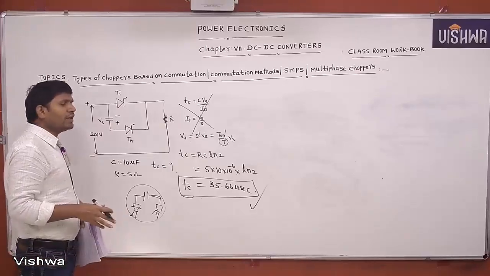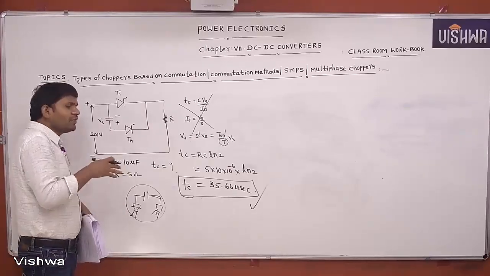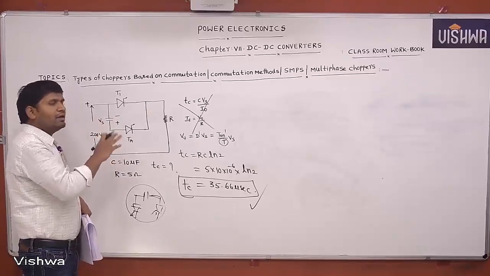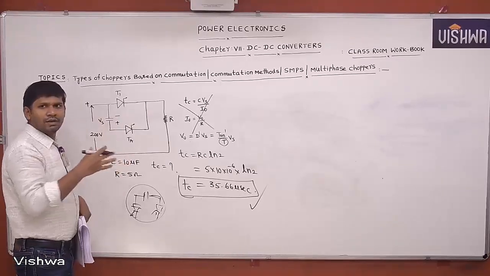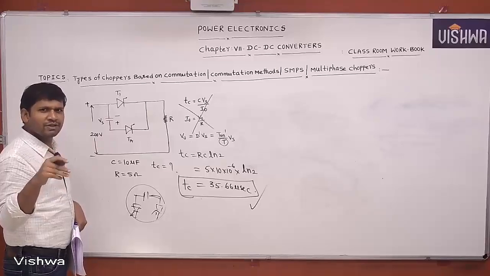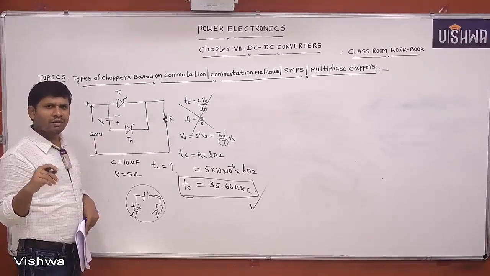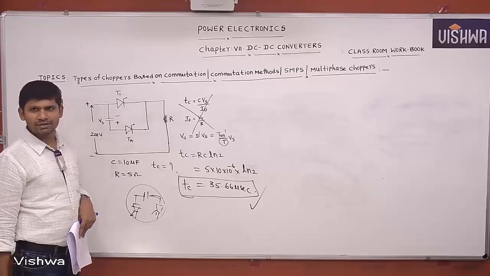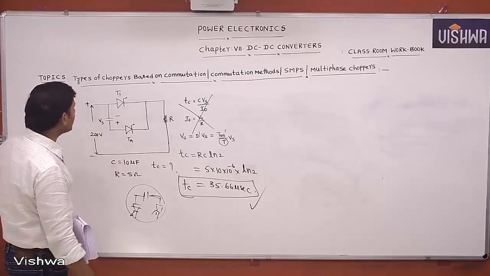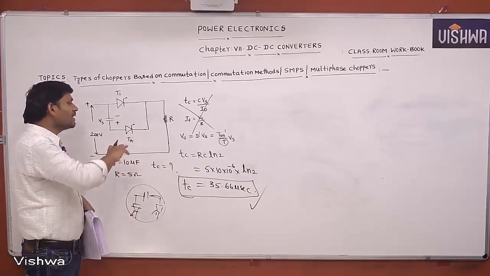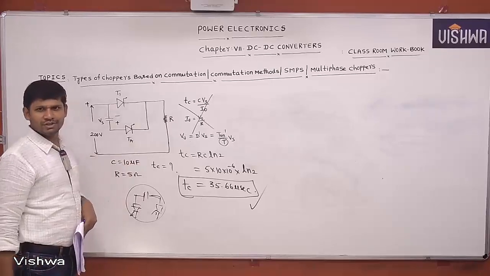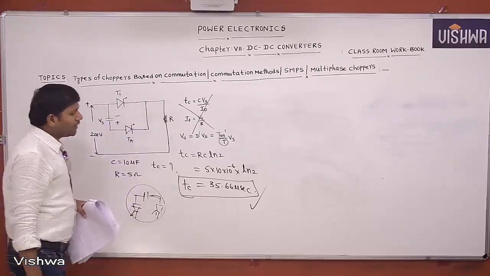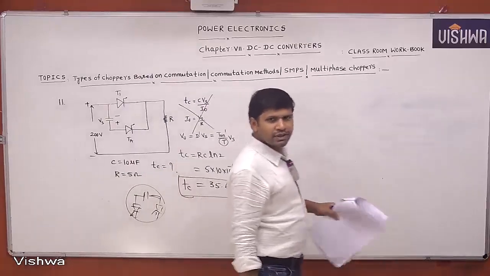But the exact voltage commutation circuit also consists of an inductor, but the inductor is not given here. So this is similar to class C commutation. It is mentioned that it is impulse commutation, no doubt at all, so 35.66 microseconds. Understood? If inductance is given, the circuit turn-off time will change based on that inductance. Clear? So this is about question number 11.